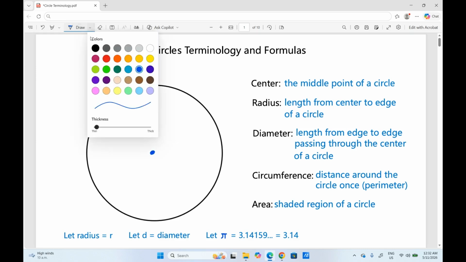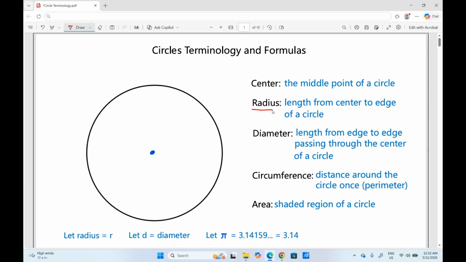The radius, which we're going to underline in red here, is defined as the length from the center of the circle to the edge of the circle. So this dot is my center of the circle. So the length would just be from the center all the way to one of my edges. So any point on this black edge would be the edge. So then I would just let radius equal r. So r is the symbol for radius. So again, radius is just the length from the center of the circle to one of the edges.